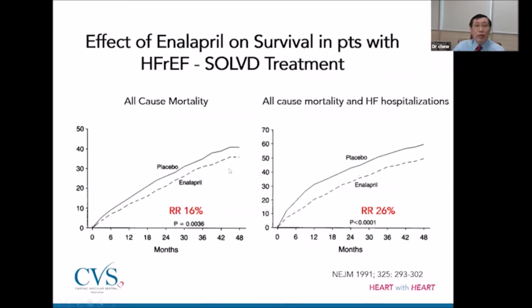This is one of the studies using ACE inhibitors in patients with heart failure with reduced ejection fraction. It showed that when patients were treated with enalapril compared to placebo, there was a 16% reduction in all-cause mortality and a 26% reduction in all-cause mortality and heart failure hospitalizations in patients who used enalapril. So this established the use of ACE inhibitors in the treatment of heart failure with reduced ejection fraction.